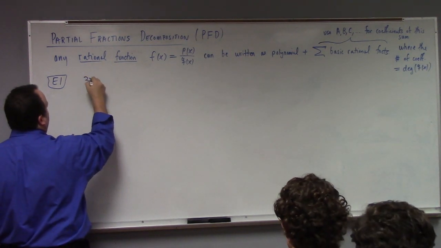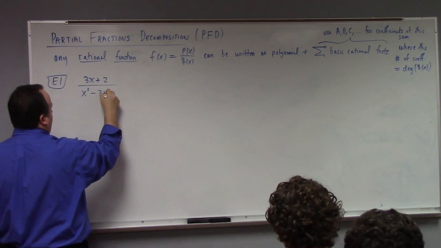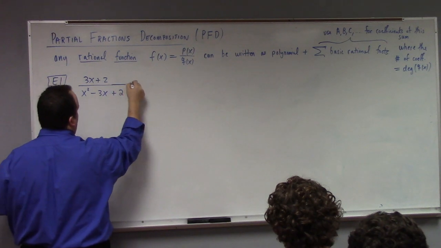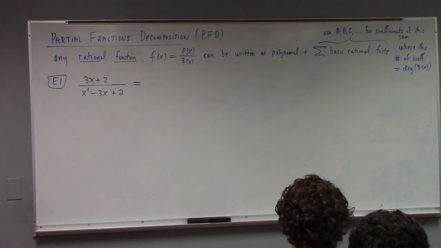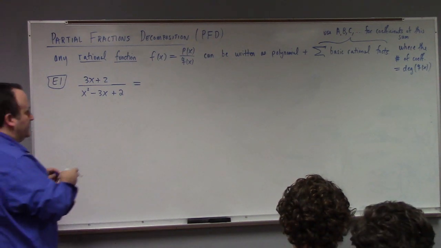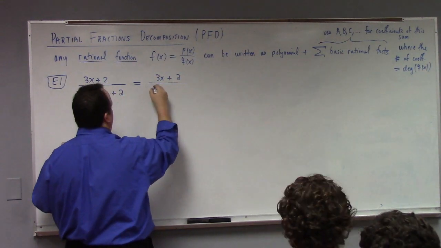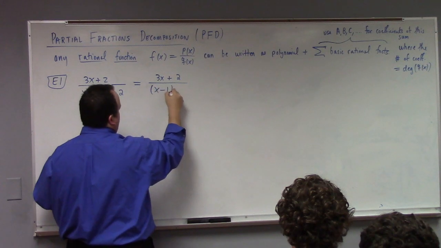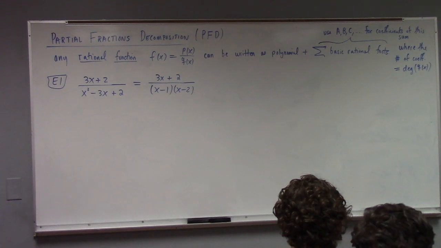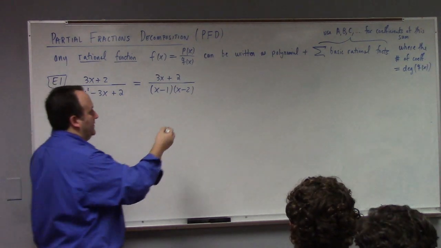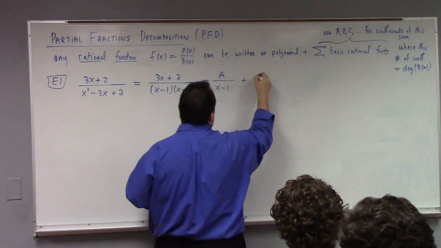What if we had 3x plus 2 over, let's say, x squared minus 3x plus 2? All right, so the partial fractions decomposition always proceeds from completely factoring the denominator. It's all about the denominator. So this is x minus 1 times x minus 2, right? So the partial fractions decomposition here is A over x minus 1 plus B over x minus 2.